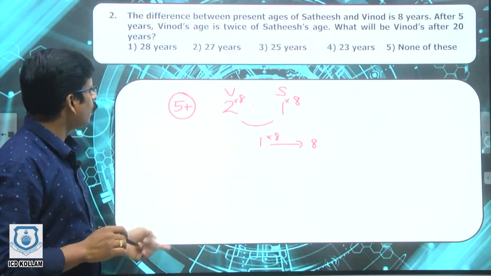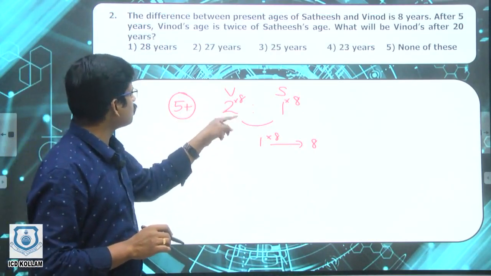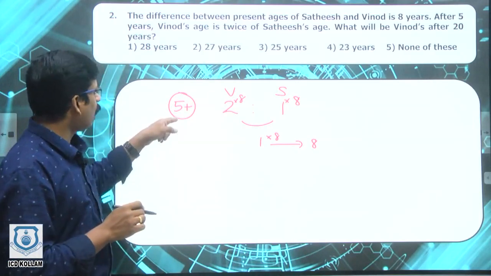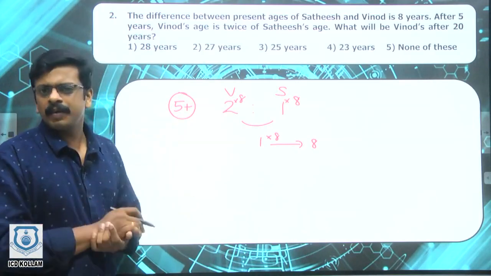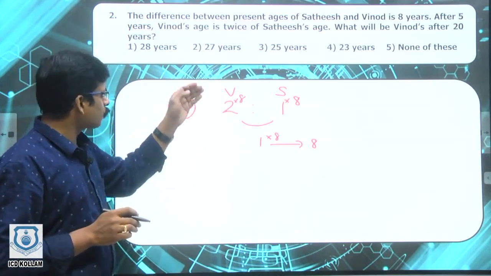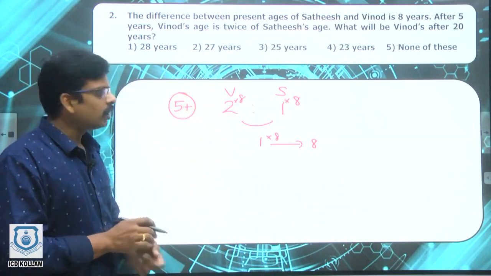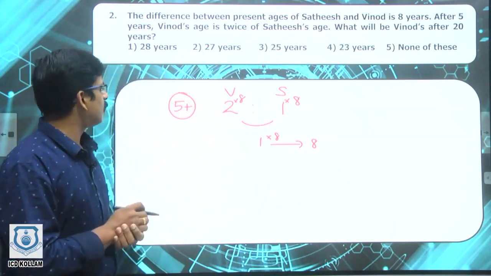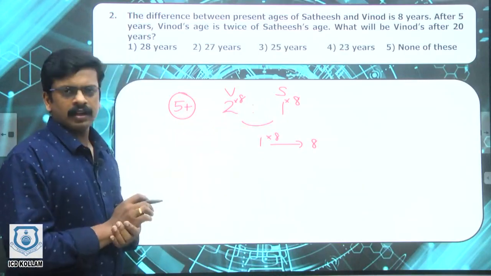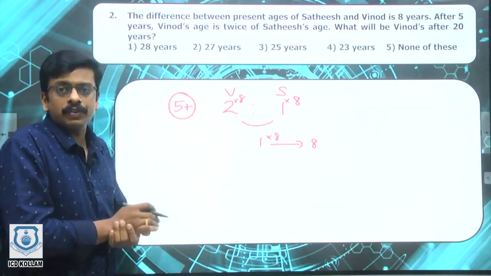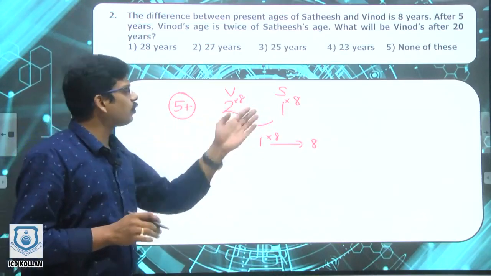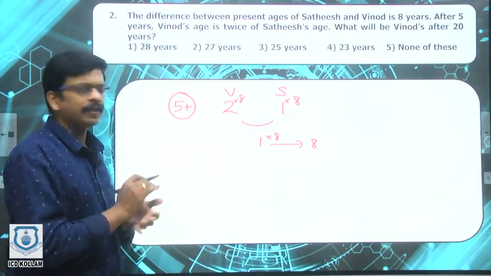Now you know Vinod's age is 16 after 5 years. You can find the present age by subtracting 5 from this number. Sadish's age is 8 after 5 years. Now he is not 8, he is only 3.